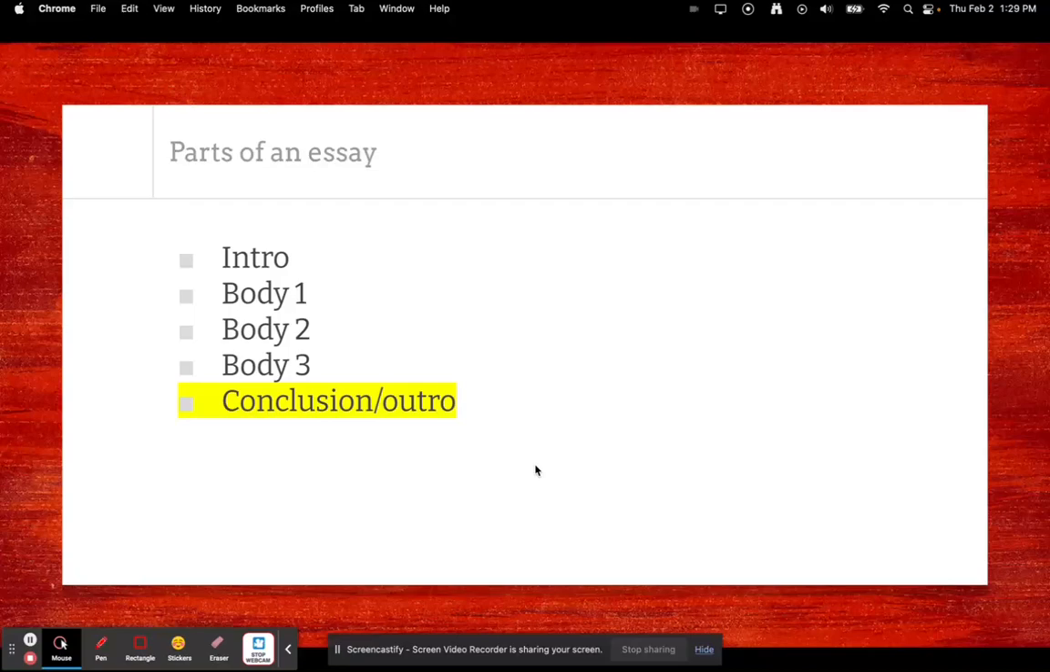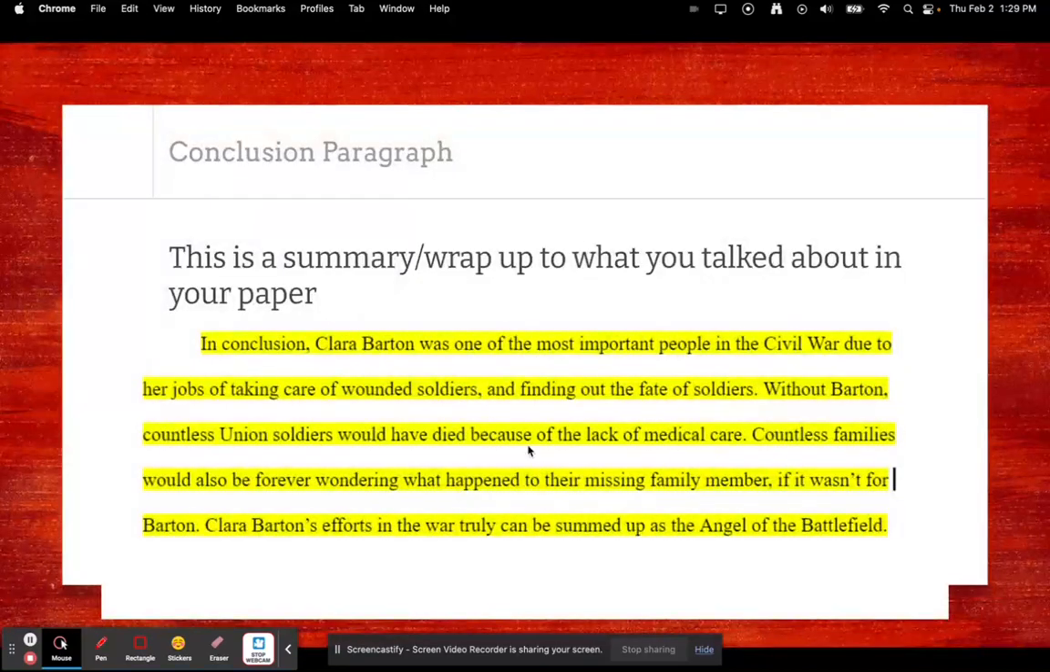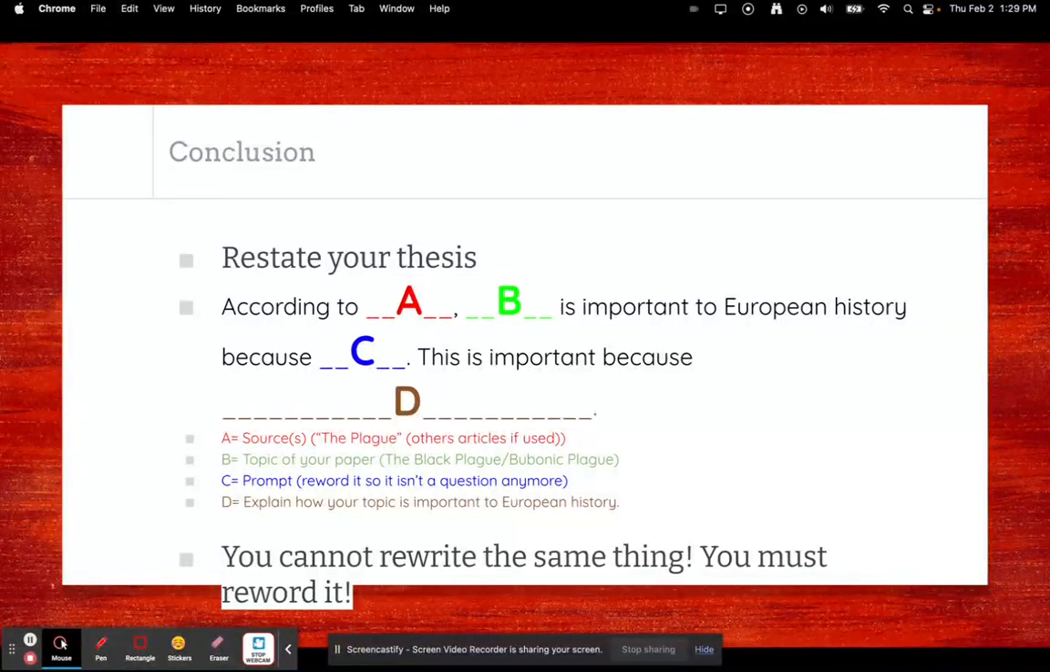All right, so next we're going to do the conclusion paragraph. A conclusion paragraph is a summary or a wrap-up of what you talked about in your paper. The first thing you need to do is restate your thesis. Remember this little mathematical formula?